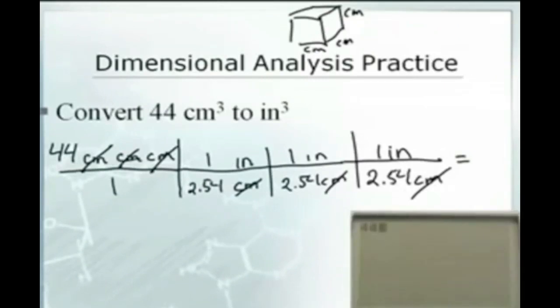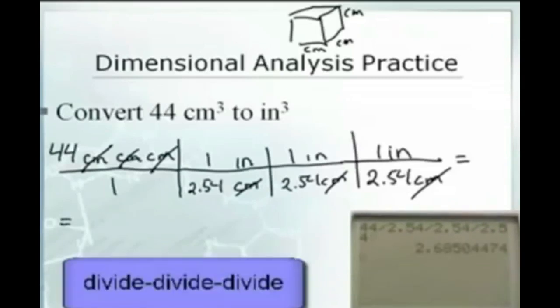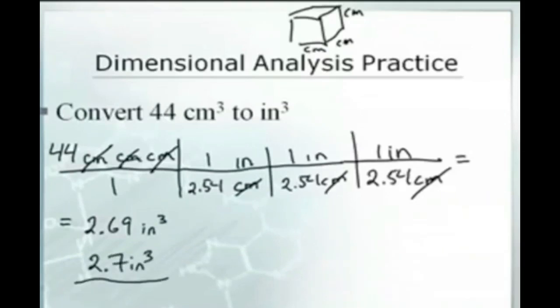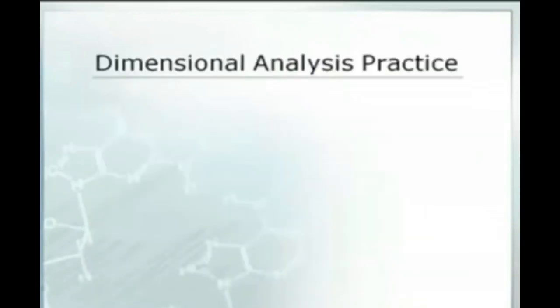Now I'm going to take 44 divided by 2.54, divided by 2.54, divided by 2.54. My calculator says 2.68504474. That's not right. Oh, 44 divided by 2.54 divided by 2.54 divided by 2.54. That sounds right, 2.69, and that'll be inches cubed. But we only want 2 sig figs, so we'll say 2.7 inches cubed. Okay. All right, let's do another one.